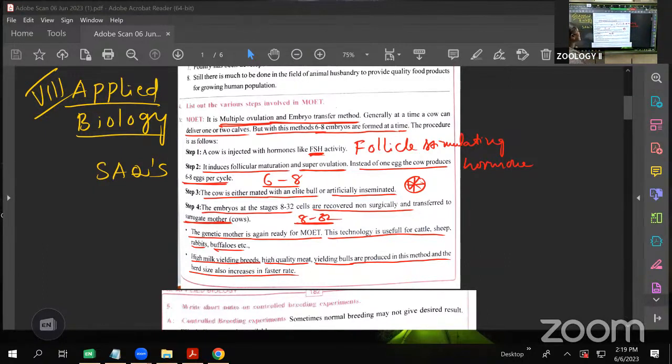This is also called the first one. This is the first MOET. First question, first SAQ, important SAQ. Sometimes it is not the most important, but in some previous years it came. That's why I take this one.